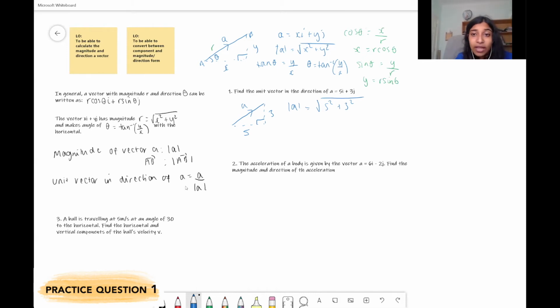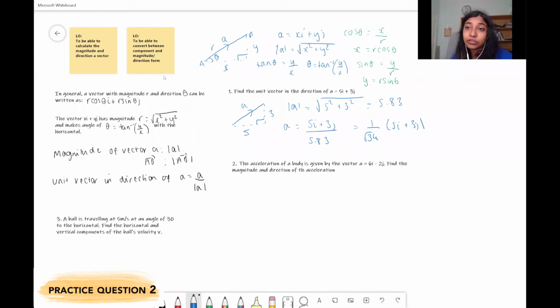And if you plug that in your calculator, that's equal to 5.83. So that means that your unit vector A is just equal to 5i plus 3j over 5.83, which is just the same as 1 over square root of 34 of 5i plus 3j. So that's all you have to do to work out a unit vector.